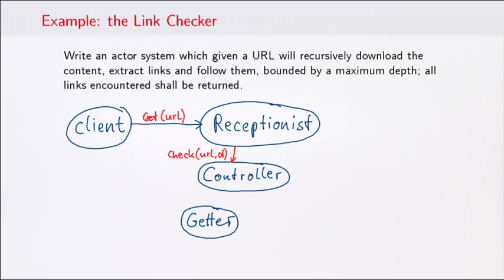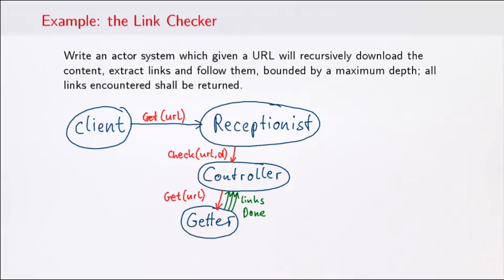The controller will then tell the getter to retrieve what is at that URL, and the getter will then reply with possibly multiple links, and then finally a done message, so that the controller knows that this getter has exhausted all which was found at that URL.